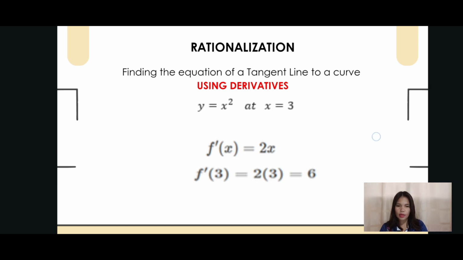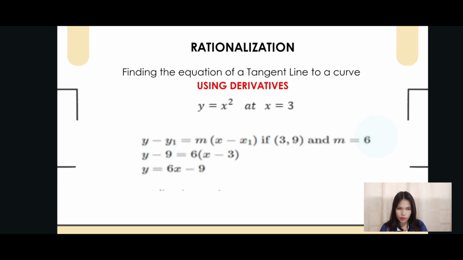Lastly, we will substitute our point, which is (3, 9), and slope m equals 6, which we obtained a while ago, into the point-slope formula to write the equation of the tangent line. So y minus y sub 1 equals m times x minus x sub 1. With (3, 9) as a point and m equals 6, we have y minus 9 equals 6 times the quantity x minus 3, which gives 6x minus 18.